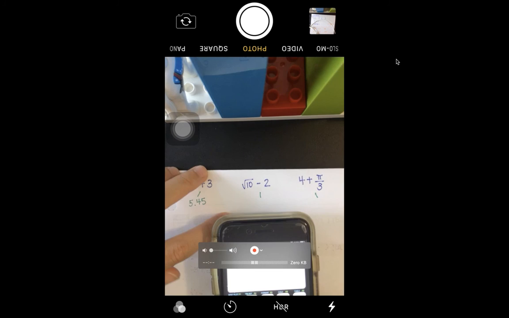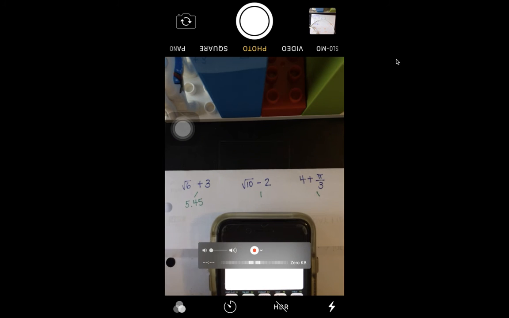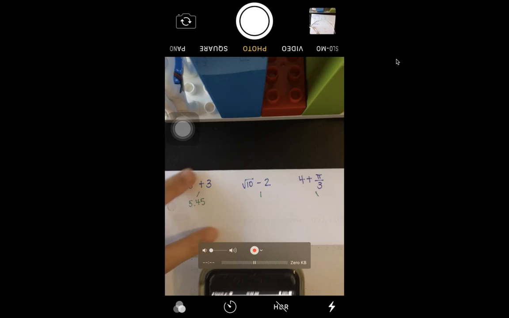So try this one. Square root 10 minus 2. The minus 2 has to be on the outside. So square root 10, arrow over to get out of the little square root house, and then minus 2. You should have gotten 1.16.